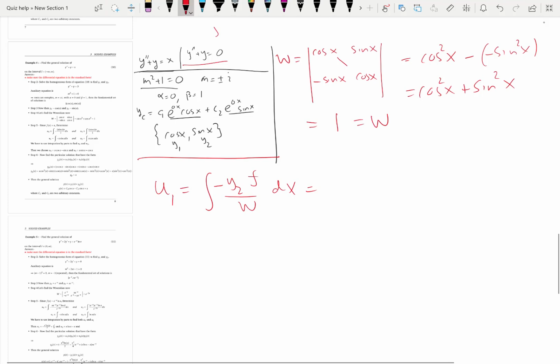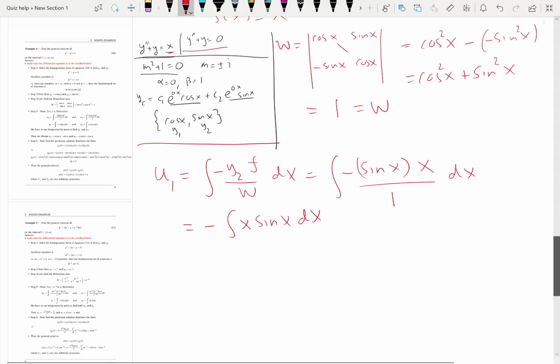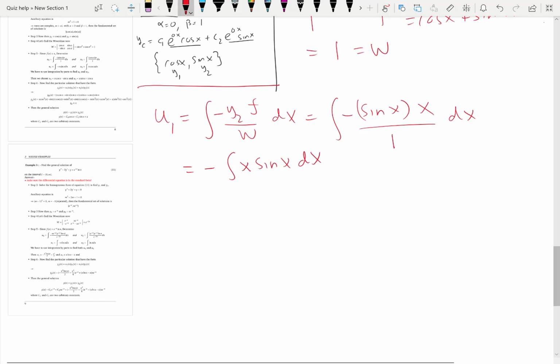Now f is here actually x, that is the right hand side function of the non-homogeneous differential equation, which is in the standard form. So negative y2 is sine x times f is x divided by W is 1. So you have to integrate negative x times sine x. Now how do you integrate x times sine x? This is where variation of parameters can be a little bit challenging, because you can be given integration by parts or integration by substitution. Here, we have to use integration by parts.